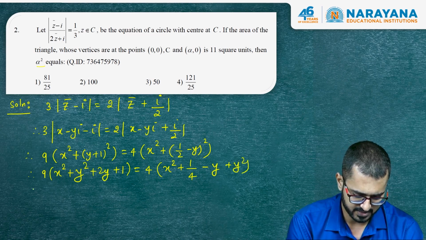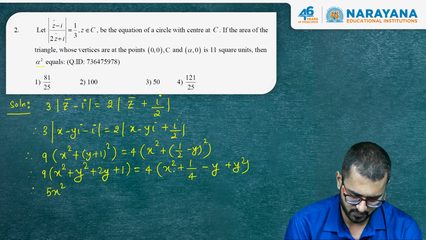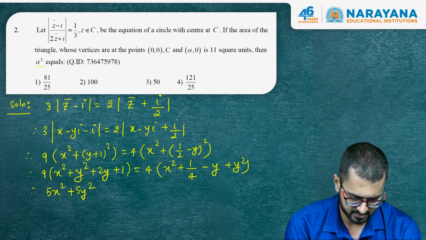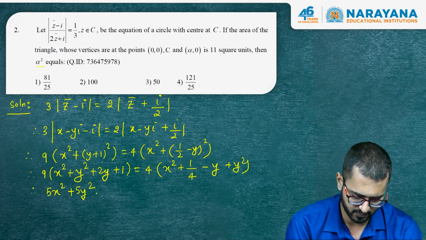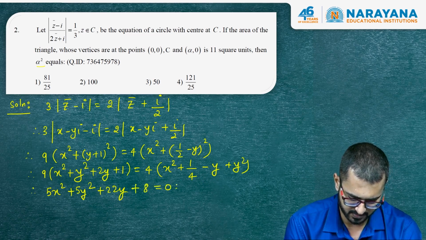Now we'll take this 4 inside, and I'll be having 5x square, 9 minus 4, 5x square, and here we have 9y square and 4y square. So again plus 5y square, and this is 18y and here this is 4, so this will become plus 22y. All right, and then constants will turn out to be 9 minus 1, so plus 8 is equal to 0.